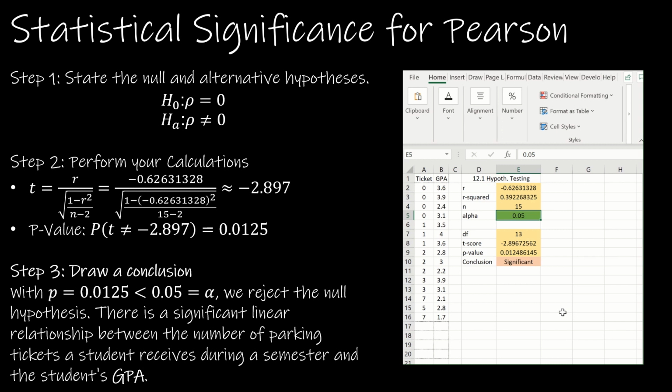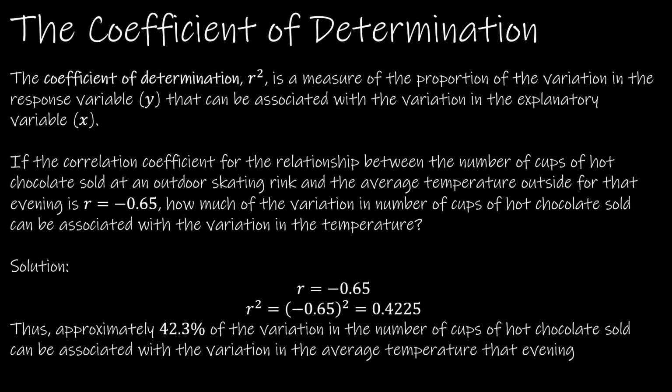So now I have to draw my conclusion, and my conclusion is that with p less than alpha, we reject the null. There is a significant linear relationship between the number of parking tickets a student receives during a semester and that student's GPA. In our calculation for whether or not this was significant, we did find a value called r squared, but we haven't talked about what it means.